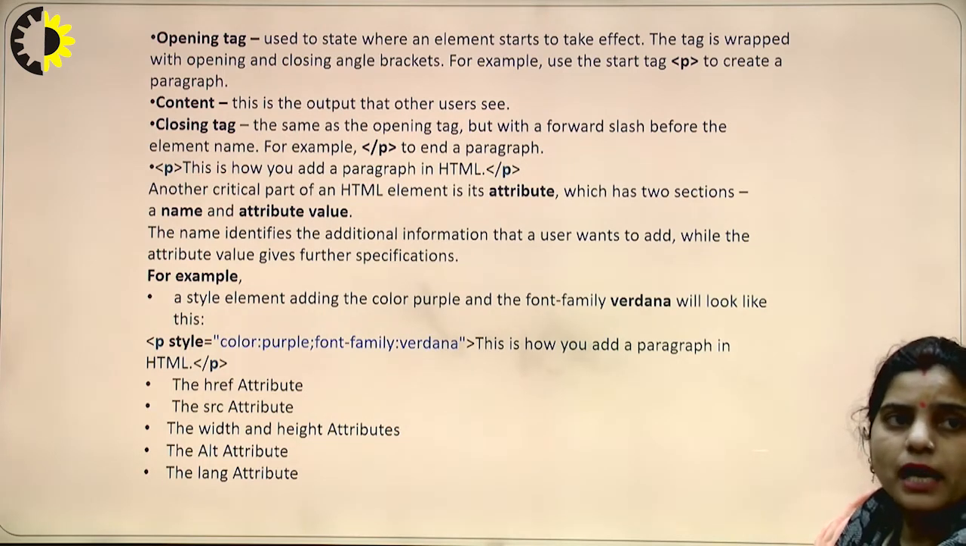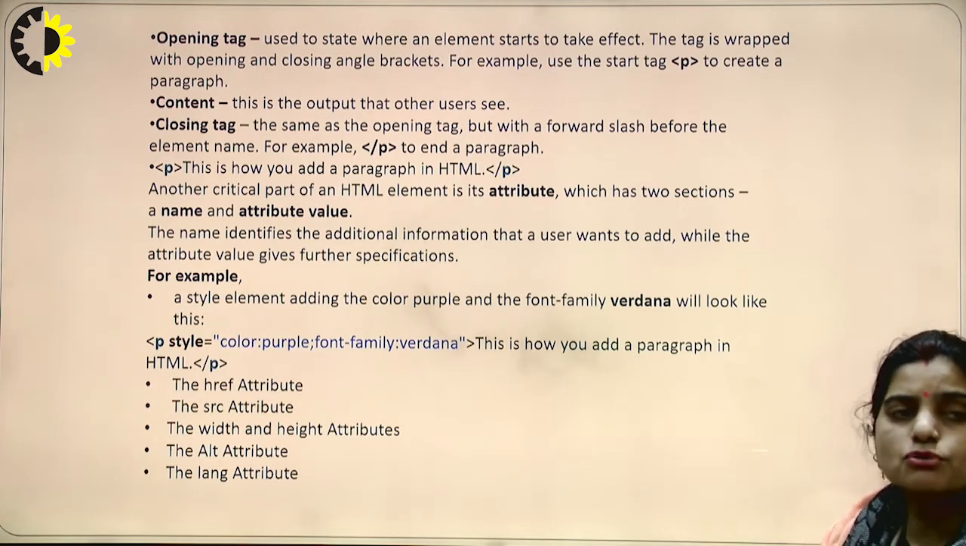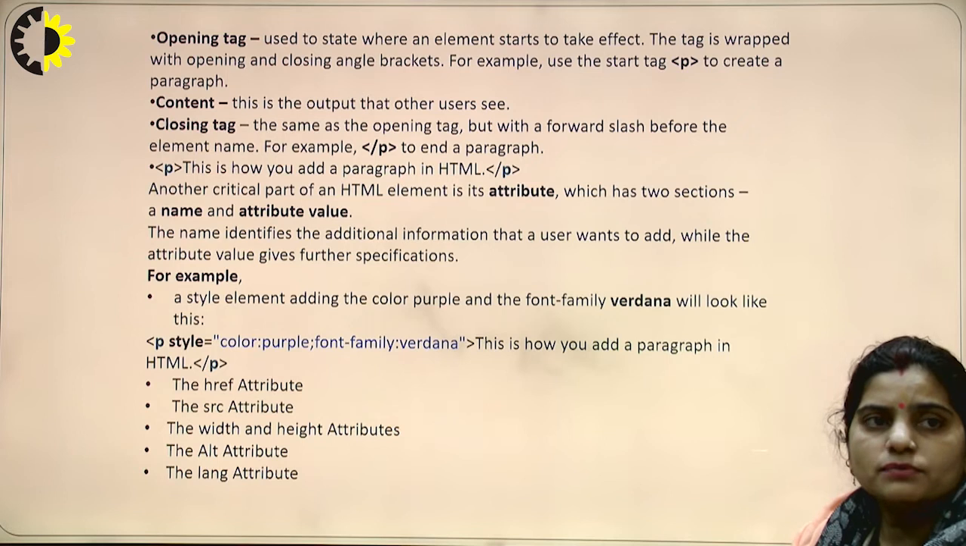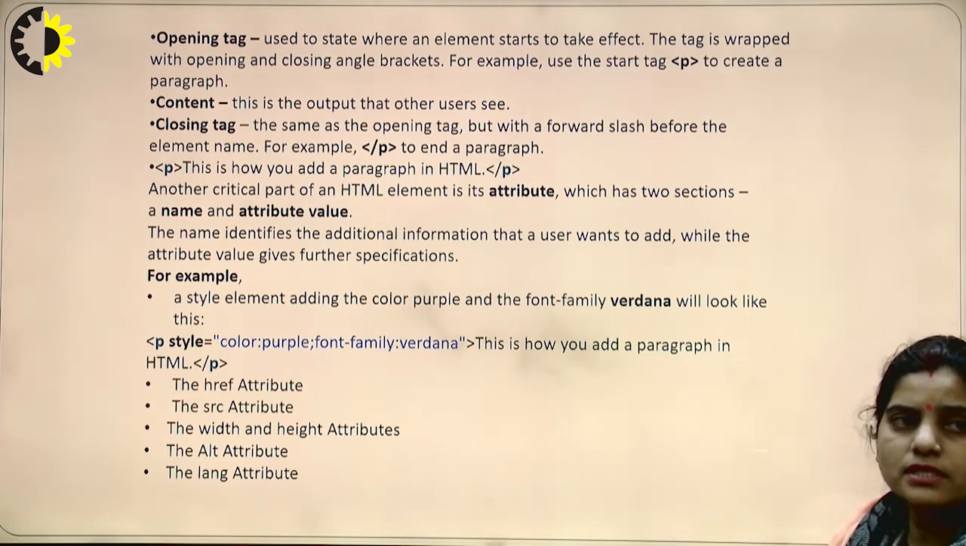Next one is the hyperreference attribute. Third one is the src attribute, which is known as the source attribute. Second one is the width and height attribute. Next one is alt, and the last one is the lang attribute.